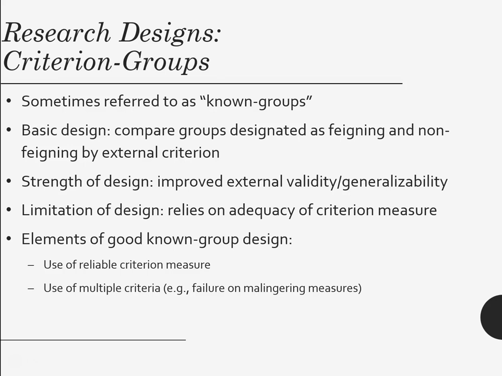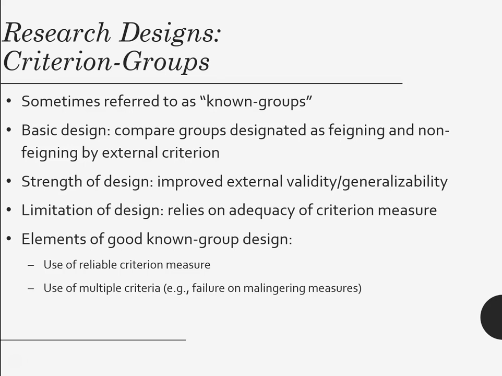In this approach, we have more external validity, more generalizability, because we're looking at people who are actually being evaluated for a forensic case. What you're doing here is using some criterion measure, like a malingering scale, to differentiate a group of people being evaluated. And you're seeing whether a different measure that they were also administered can differentiate between these groups. So this can be kind of neat because you're actually looking at people who have that motivation to fake while they're being evaluated. The problem, though, is that not every measure is perfect.